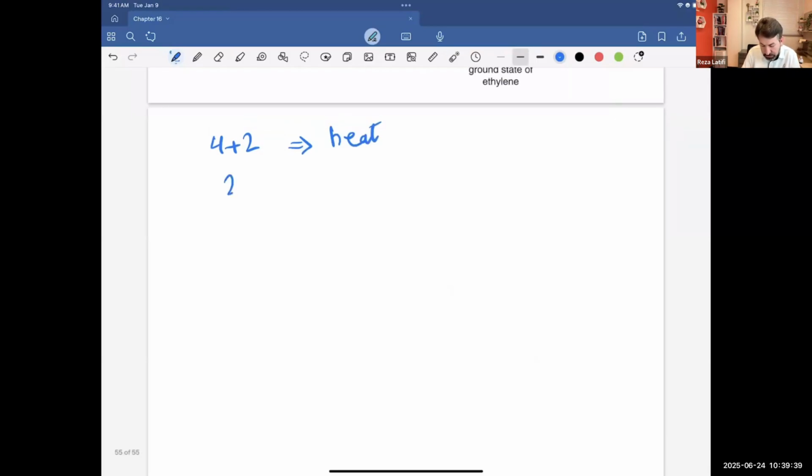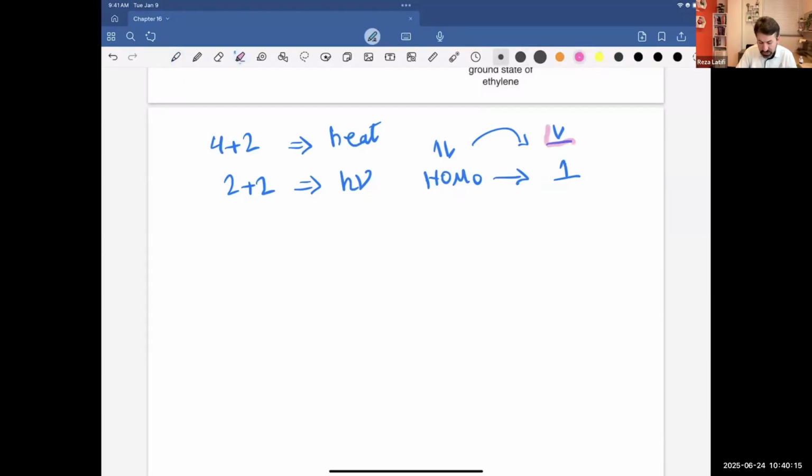But if we are dealing with 2 plus 2, in order to have this other reaction, we need to apply light. And the reaction will be visible only and only if we are applying light. Why? Because we take the HOMO, we excite it, we send one electron from the HOMO to a higher orbital. And in that case, I get two orbitals that each have a single electron inside them. And this is going to be the frontier orbital, and it's going to be the one that runs the reaction for us. Okay, keep it in your mind.